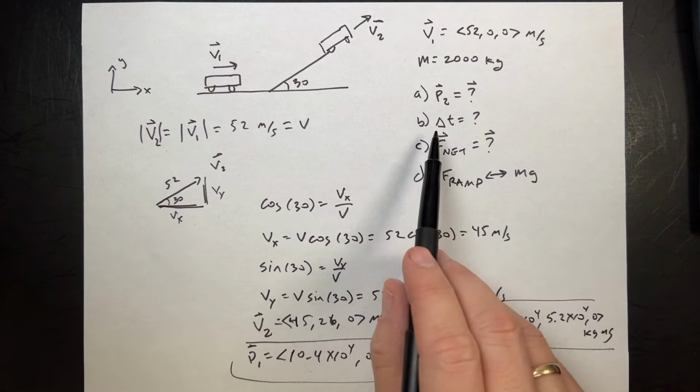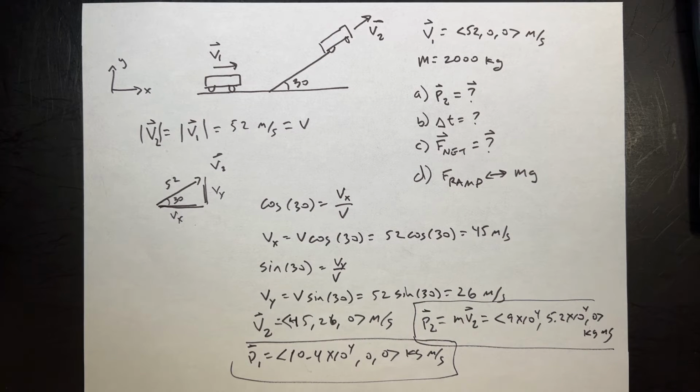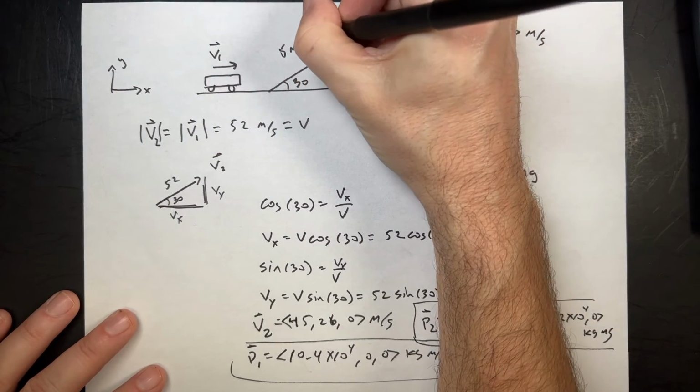Okay, now on to part B, delta t. How long was the car in contact with the ramp? Well, I did give in the problem, I said the ramp was 5 meters long. And I just made that up.